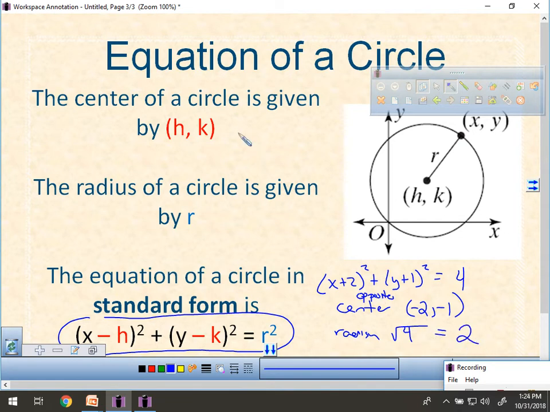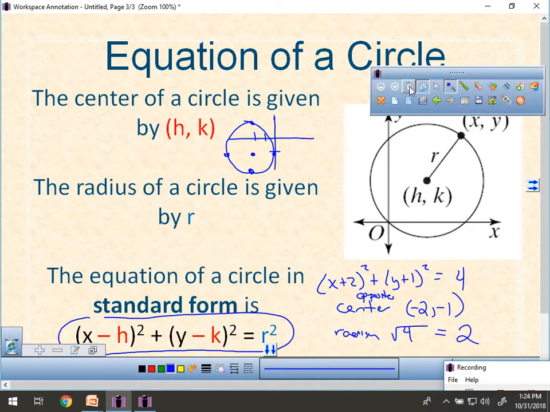Which means if I were to graph this, I would go to the point negative 2, negative 1 and put a point there. From that center, I would go up 2, down 2, left 2, right 2, in all directions, and then that would be how I'd graph my circle. But that's why we like standard form, because you're easily able to just tell what the center and the radius are from that picture.